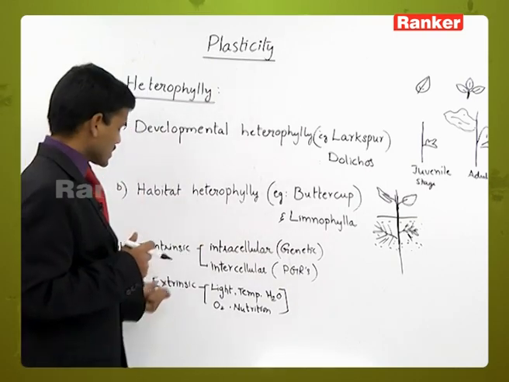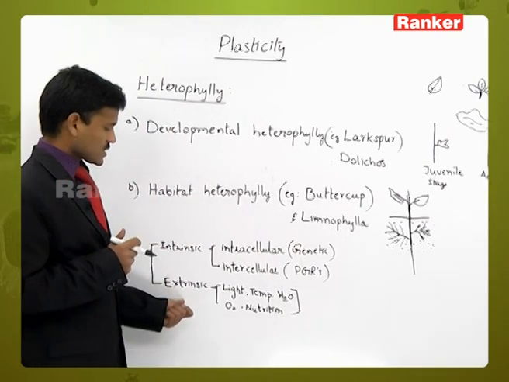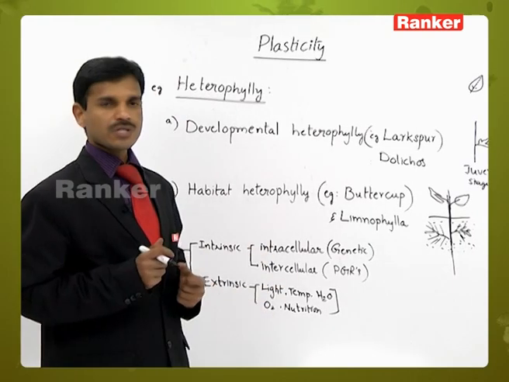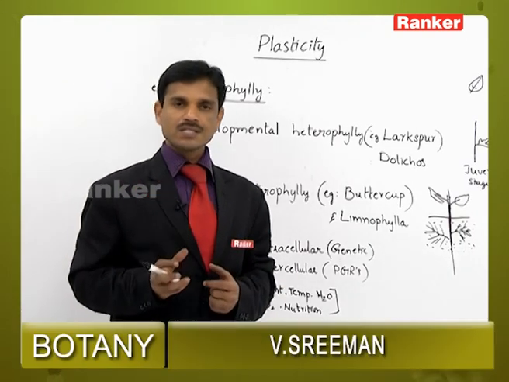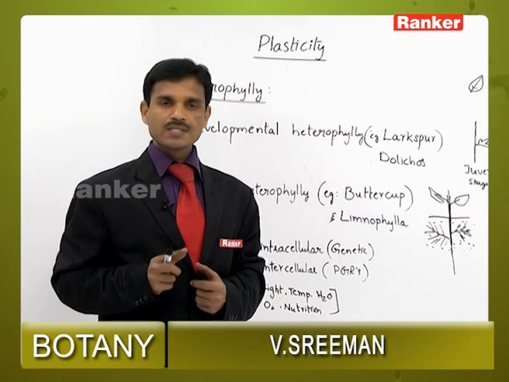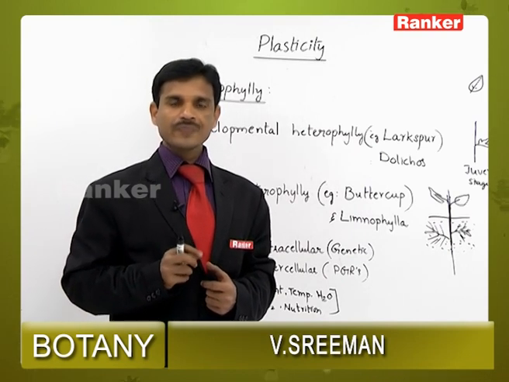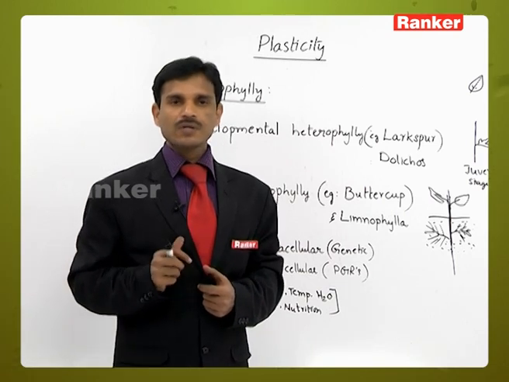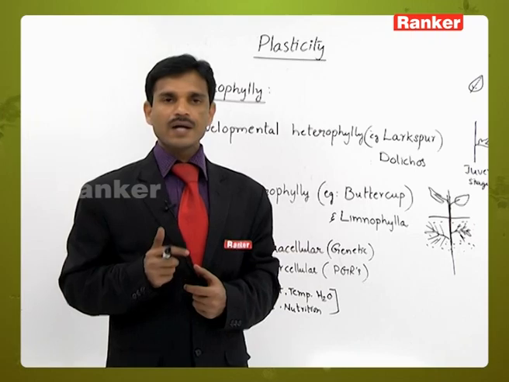And next, extrinsic factors also. Extrinsic factors include light, temperature, water, oxygen and nutrition. So all these extrinsic or external and intrinsic or internal factors show their effect collectively on development. So that is about plant growth regulators and development.